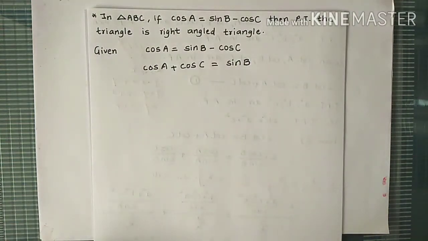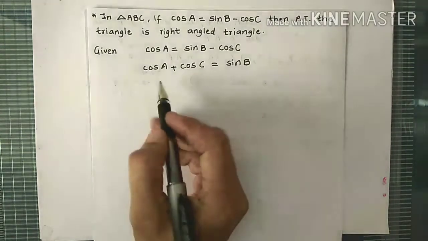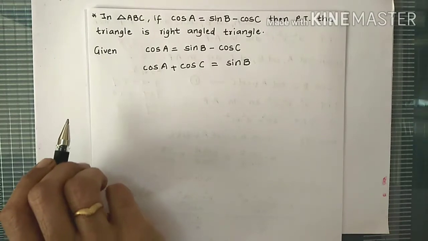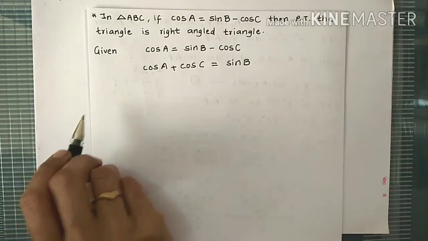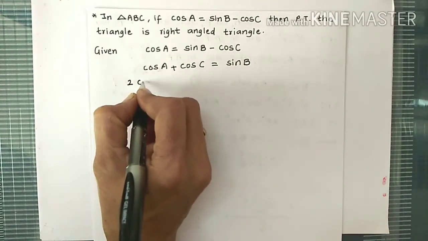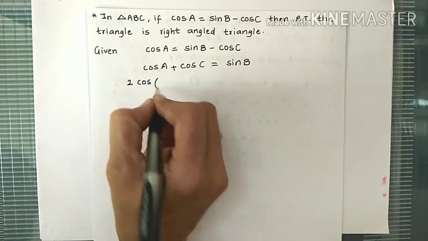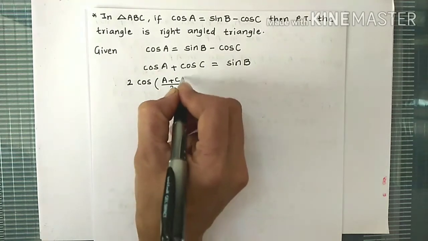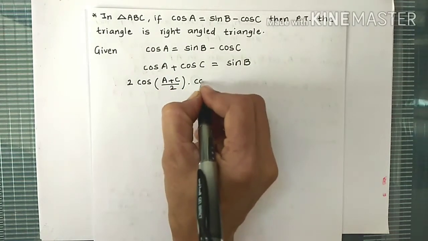Let's use the factorization formula here. Cos C plus cos D. This is in the form cos C plus cos D, which is 2 cos of (C plus D) by 2 times cos of (C minus D) by 2. So 2 cos of (A plus C) upon 2 into cos of (A minus C) upon 2.